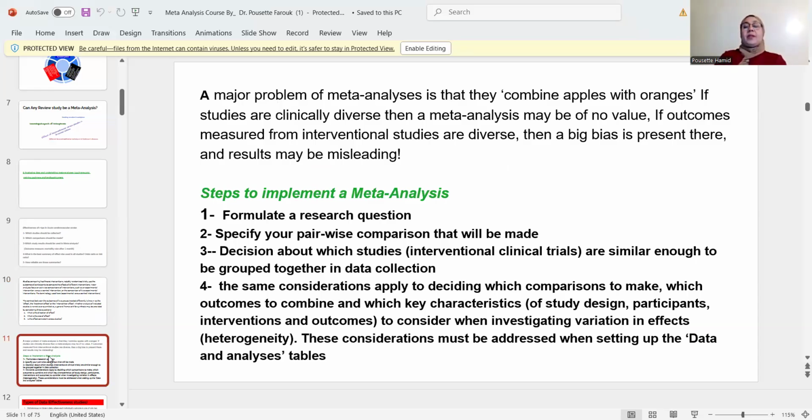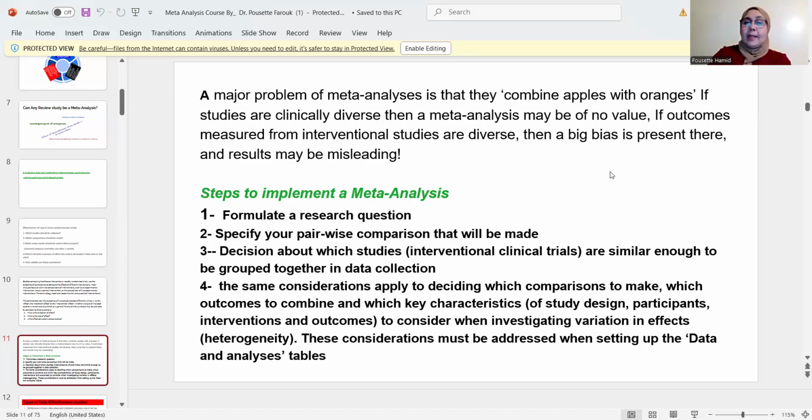A major problem of meta-analysis is that they combine apples with oranges. Studies are clinically diverse. If you collect studies which are clinically diverse, then a meta-analysis may be of no value. Like if you are collecting studies dealing with survival analysis and survival rate, with mortality rate after 1 month, together with other studies dealing with mortality rate after 28 days, and mortality rate after 3 months, and mortality rate after 6 months.